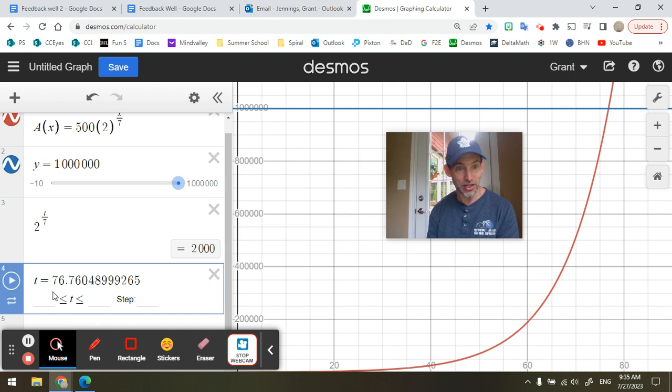So I know that it will take 76.76048999265 years approximately. That must be to the nearest millisecond. I mean, that's really close. So this is how you solve these types of things. This is how graphs, tables, and equations work together to structure your way of approaching a solution and support your learning throughout.